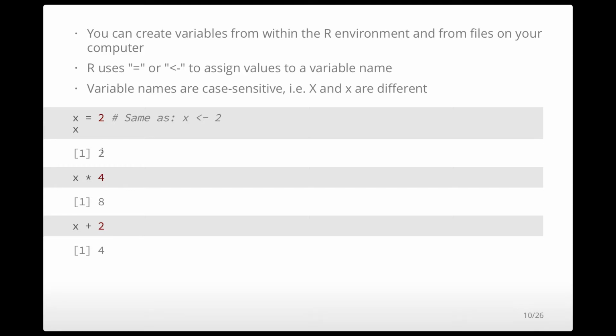So if we say x equals 2, now we can just print x. Again, we're just going to get 2 back. And like we did with other operations with arithmetic, x times 4 is just going to be the exact same thing as 2 times 4. x plus 2 is going to be equal to 4.